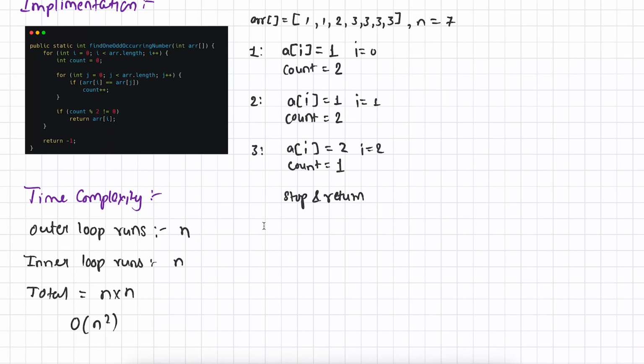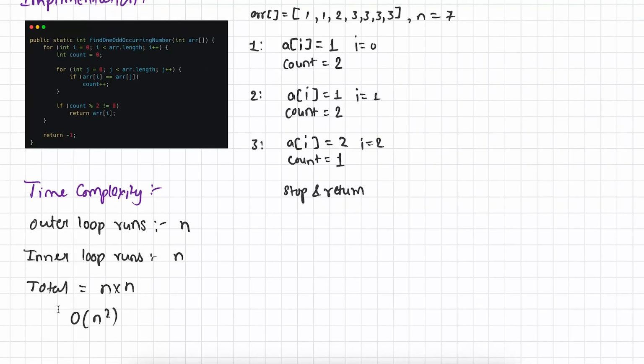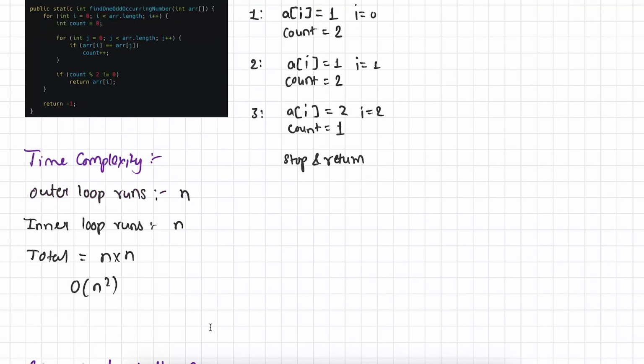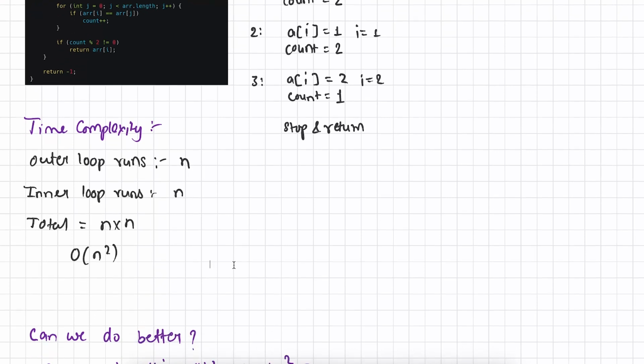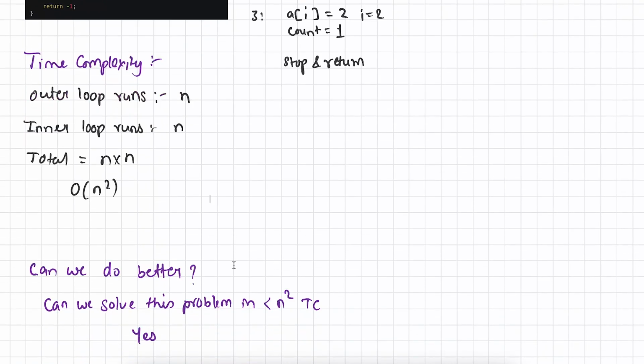Talking about the time complexity of this function, how many times is the outer loop running? It is running n times, and in each iteration of the outer loop, the inner loop is also running n times. So the overall time complexity of this function comes out to be n times n, which is O(n^2). This is a quadratic order of growth, and generally this order of growth is not considered the best. So can we do it better? Do we have any other way to solve this problem? Can we solve this problem in less than n squared time complexity?